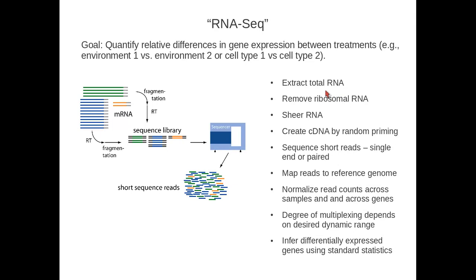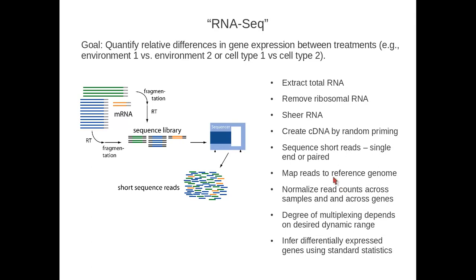Okay, so obviously we're dealing with RNA here. So at the beginning, we typically extract total RNA. I mentioned this before. We need to remove ribosomal RNA from our RNA preparations, because what we're after typically is the mRNAs, or the messages. The RNA gets sheared. We create cDNA. We sequence the short ends using single or paired end approaches, frequently just single end.